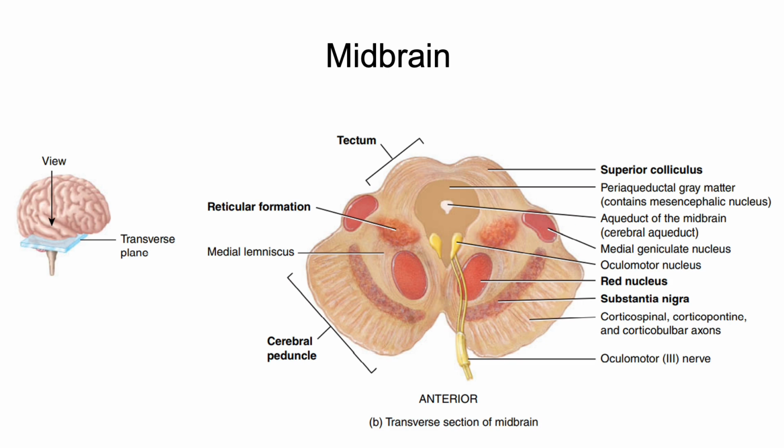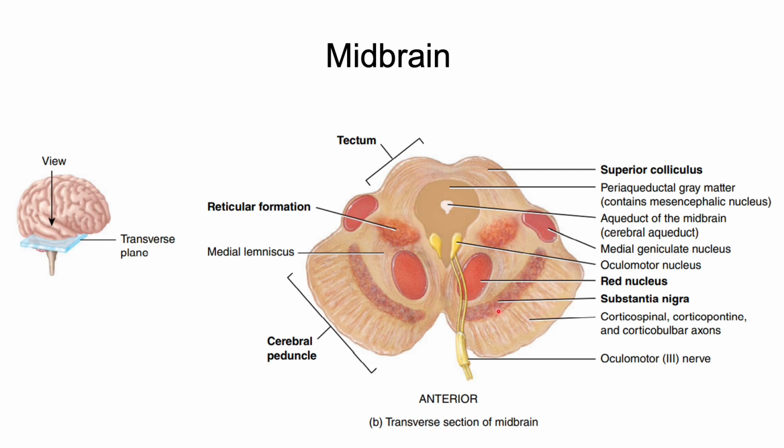The most superior part of the brainstem is called the midbrain or mesencephalon. You can see here in a section of the midbrain that anteriorly it has a specialized structure called the cerebral peduncle. Remember that we said the corticospinal and corticobulbar axons pass through these cerebral peduncle structures.